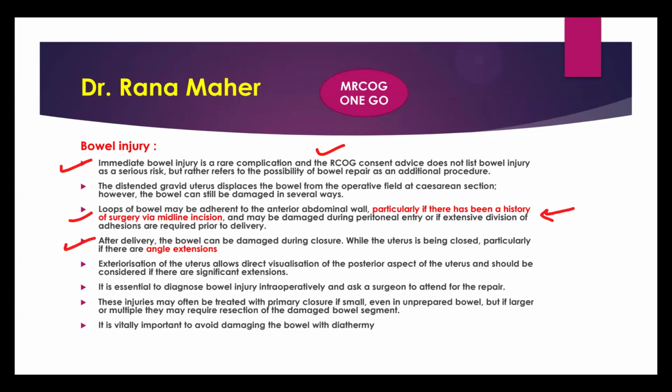After delivery, the bowel can be damaged during closure, while the uterus is being closed, particularly at the angle of the extension. That's why, take care, take the uterus out. It will be safer, but it will increase the risk of bleeding. It will give you false reassurance. When you take the uterus out, you are stretching the uterus and the blood vessels. If you put it back, the blood vessels will be lax, not stretched, and you will find a lot of bleeding points. So it will give you false reassurance. Take a good look after putting the uterus back.